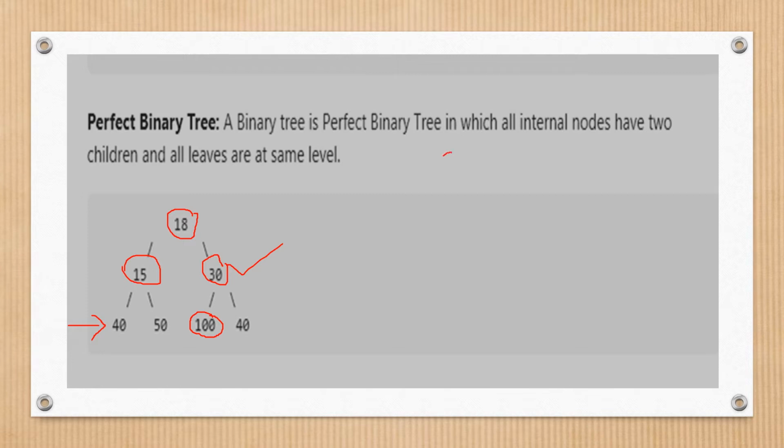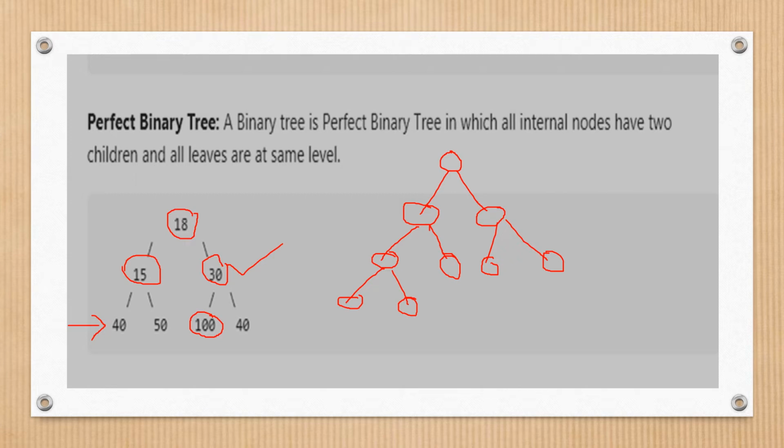See one example whether it is a perfect binary tree or not. Here, see, this is the root node. This is an intermediate node. It contains two children. Okay. This is an intermediate node. This contains two children. This is an intermediate node. This contains two children. But the leaf nodes.